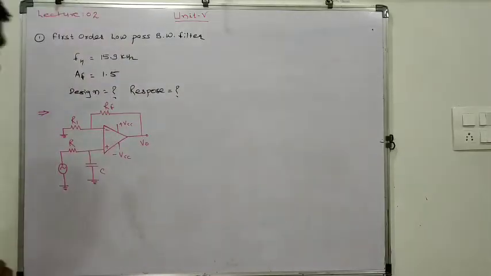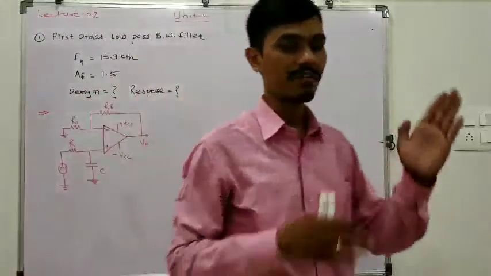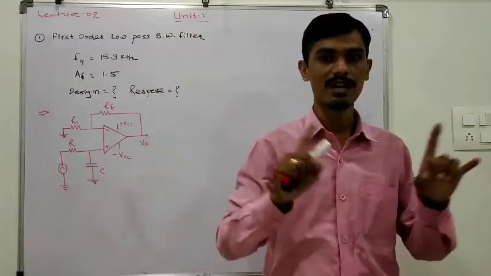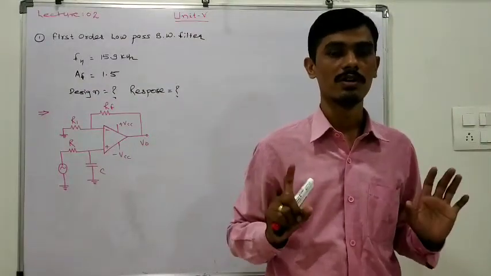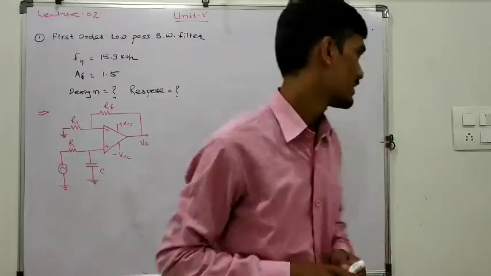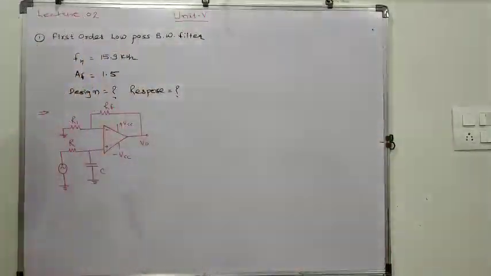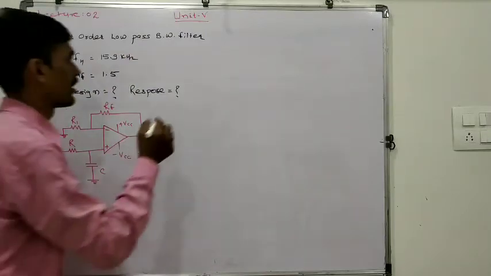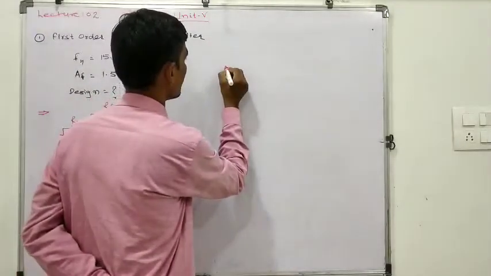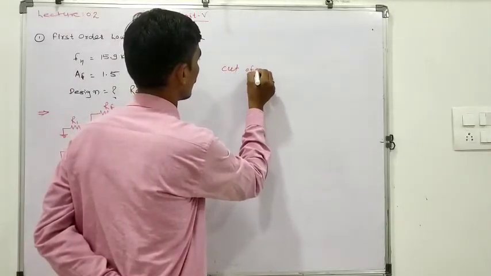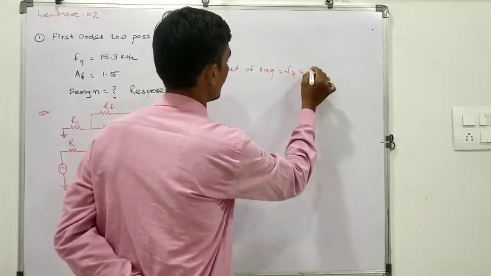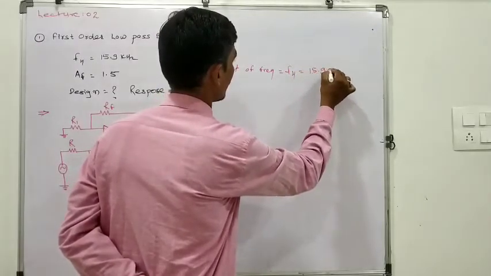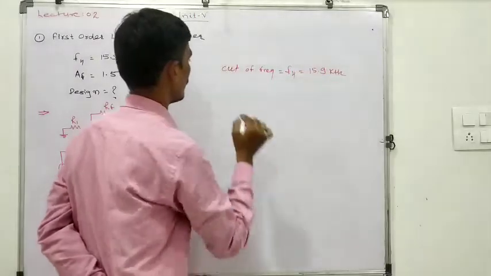Response is nothing but the plot of gain versus frequency. That is the response plot, and we are going to discuss it after solving this design. So let us start with the first, that is the cutoff frequency. The cutoff frequency FH is mentioned as 15.9 kilohertz.